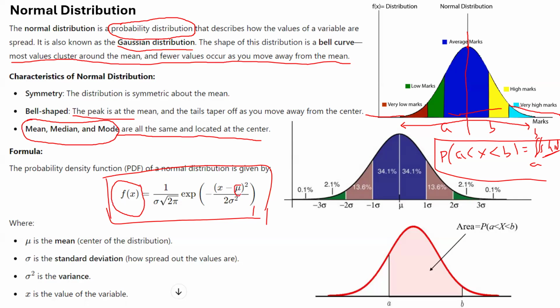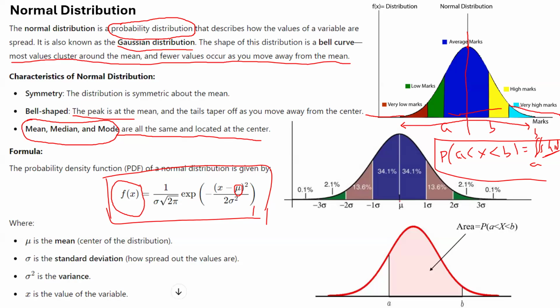Here mu is the mean of the normal distribution, and sigma is the standard deviation of the normal distribution. If you want to calculate the probability from A to B, you just have to integrate, finding the area under this probability density function from A to B. You just apply the integration to this particular probability density function.